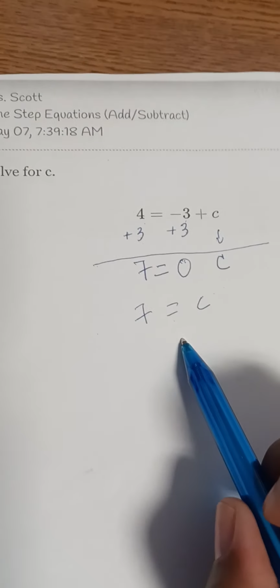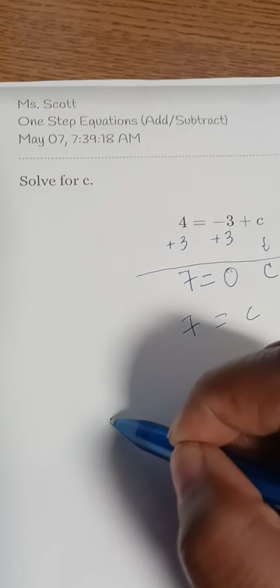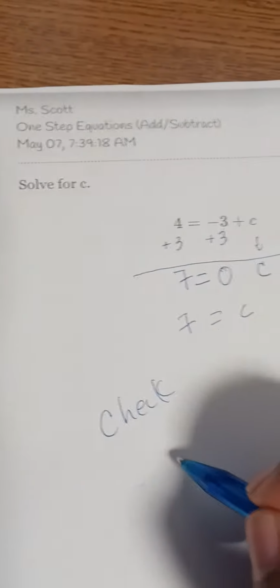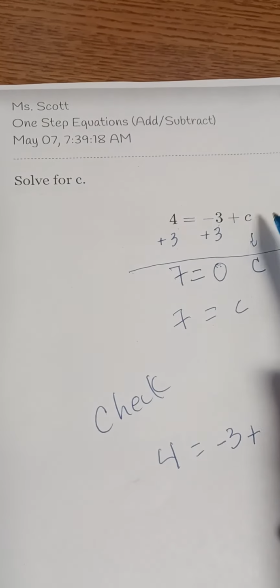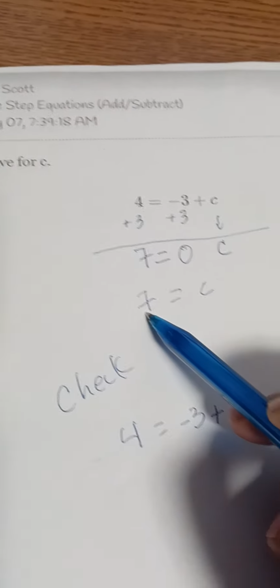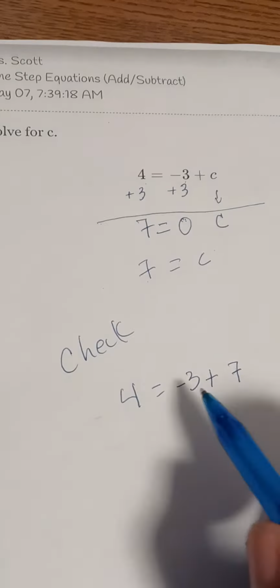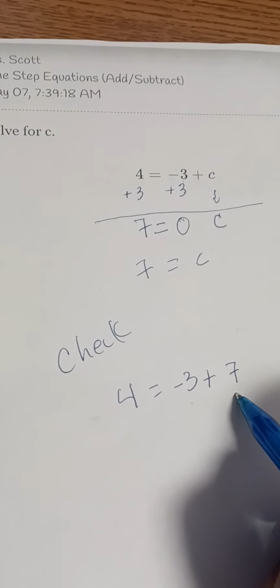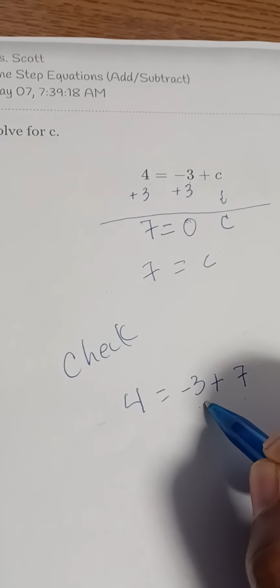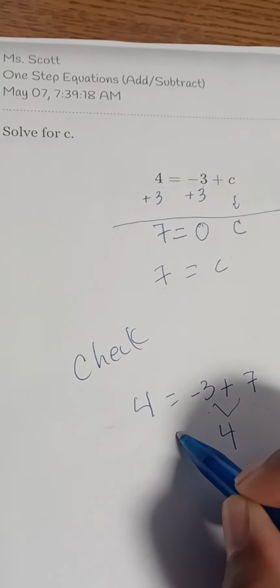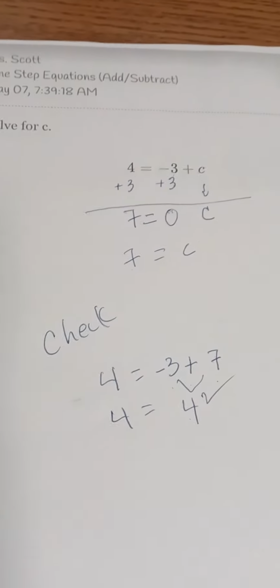Did I solve for it? Yes. So how can I check if I'm right? Let's check. I have 4 is equal to -3 plus C. What is my C? When we solved, we said C is 7, so that's 7. Okay? So if I have a -3 plus a 7, it is 4. Does 4 equal 4? Yes. So it does check out.